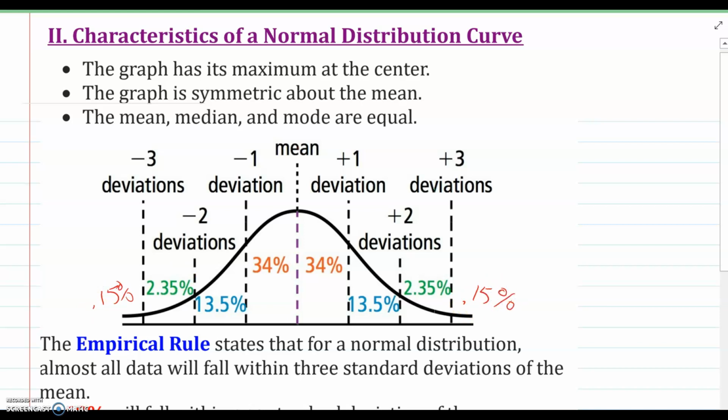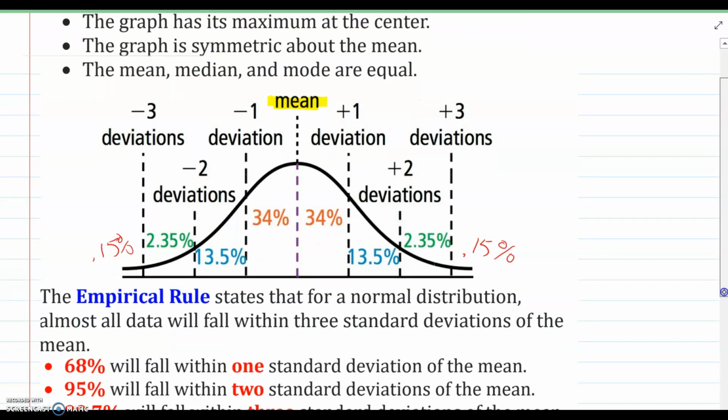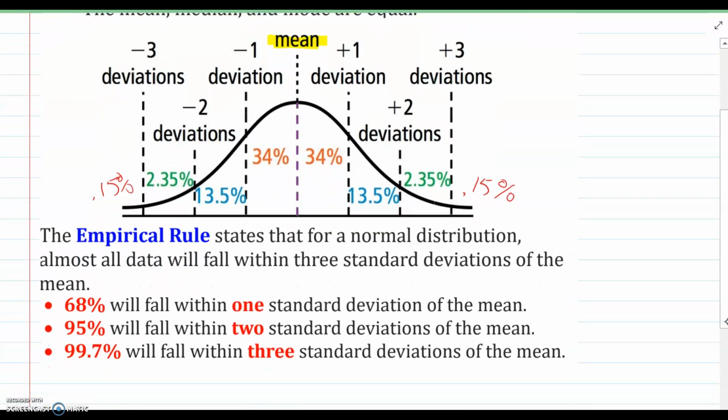Okay, first off, it's going to have its maximum number at the center, which is pretty self-explanatory, and the graph will be symmetric around this center value, which is the mean. But it's not just the mean, it's the mean, median, and mode. They're all going to be that center value. Now, the percentages you have there are something that is called the empirical rule.